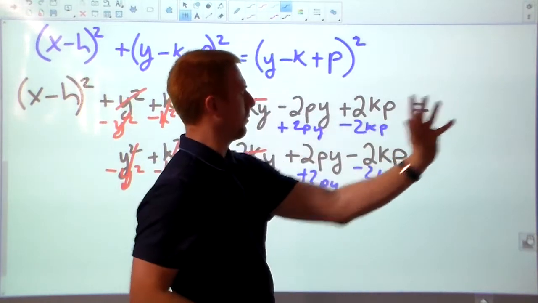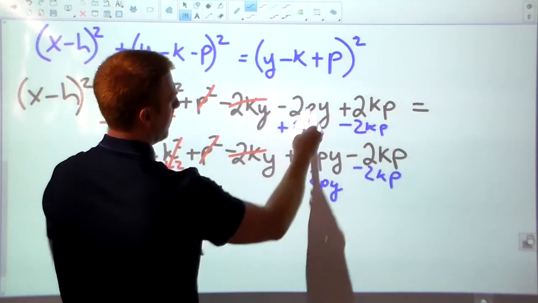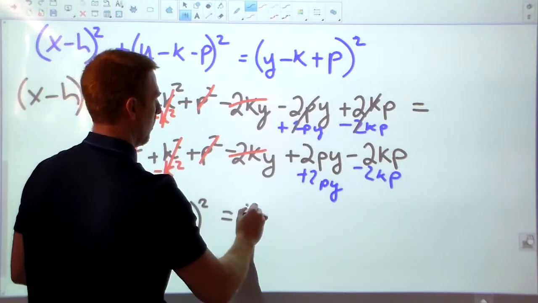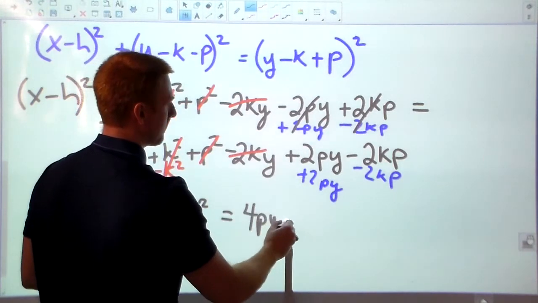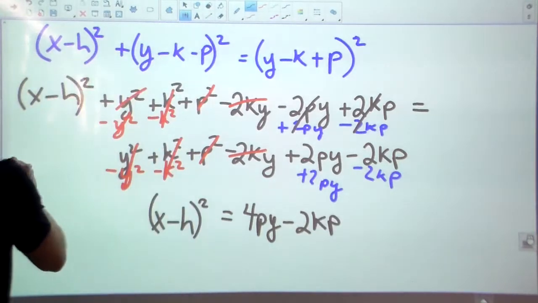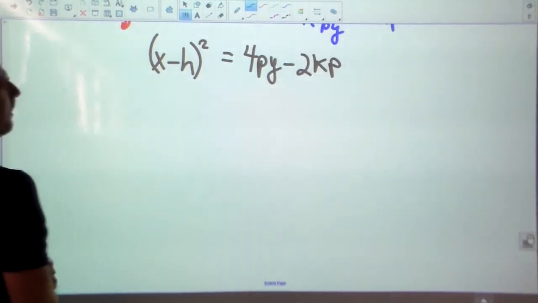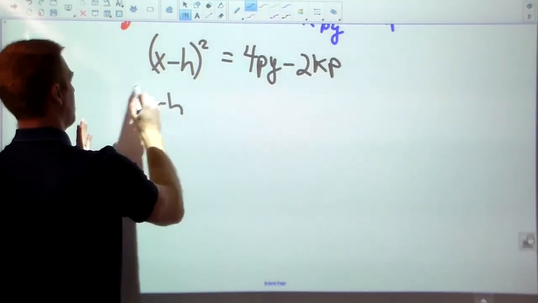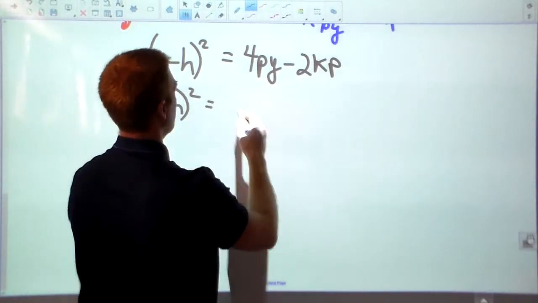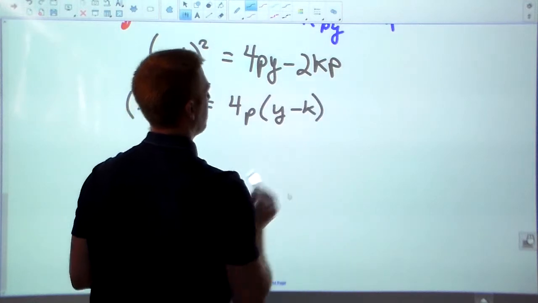I want to move it to the right, so it would be gone on the left side on both. On the right side now, 4py minus 2kp. We're getting close now. We want to solve this thing for y. So this will stay the same over here. Over here we've got 4 and p on both of these, so 4p factors out, leaving you with y minus k.